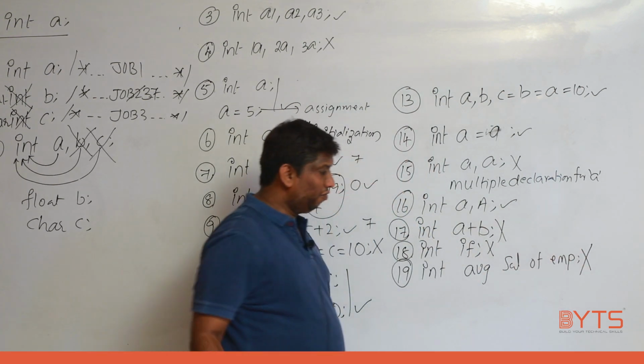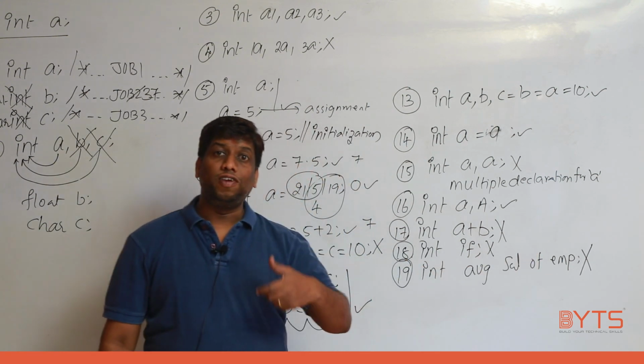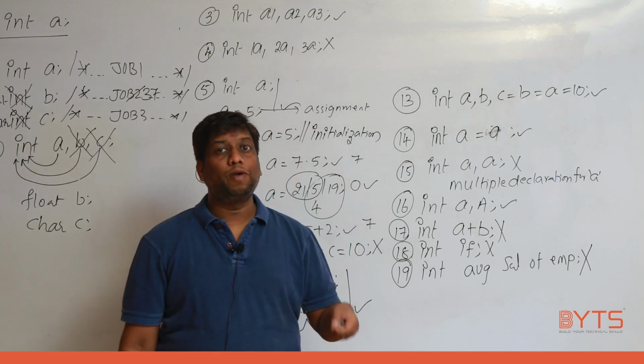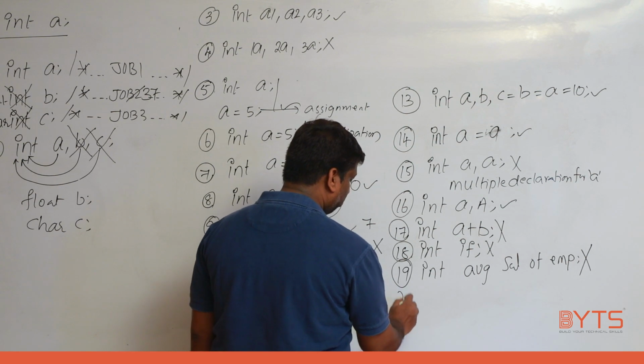This is also not valid. Why not valid? Because a variable cannot contain spaces. So when a variable contains multiple words, it is always recommended to use what? Underscore. That I am going to discuss. Very important point, 20th point.